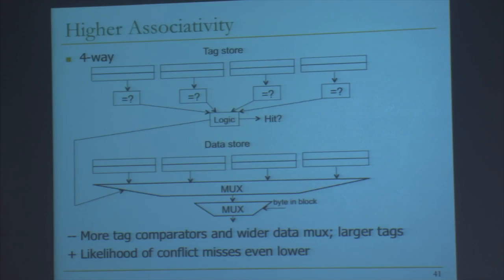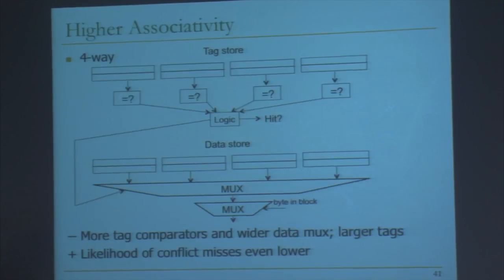Well, we have a fix to that problem. Make the cache more associative. Have 4-way associativity. Now you have only 2 indices, but each of the sets, if you will, can store 4 blocks. Now we are a lot more flexible. But the downside, again, likelihood of conflict misses is even lower now, because we can fix that access pattern. We can store that 0, 8, 16, and 24 at the same time in the same set. But now you have more tag comparators and a larger mux, if you will, and larger tags.